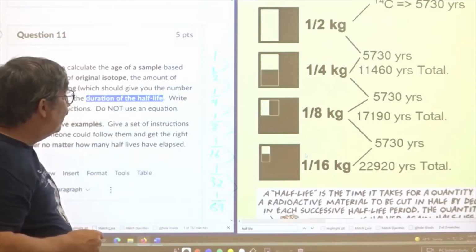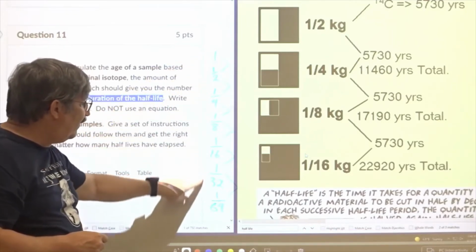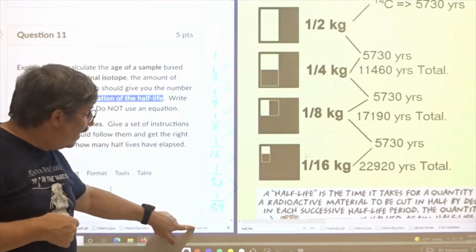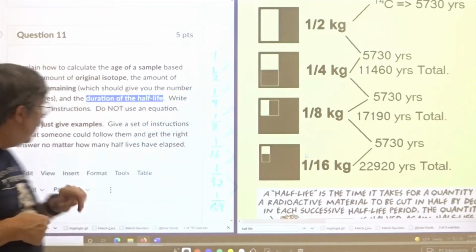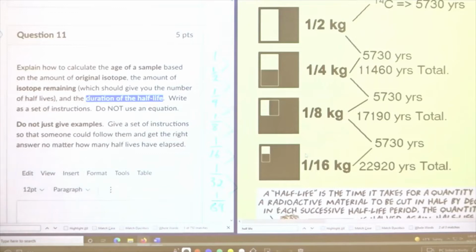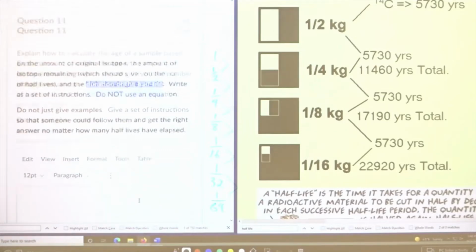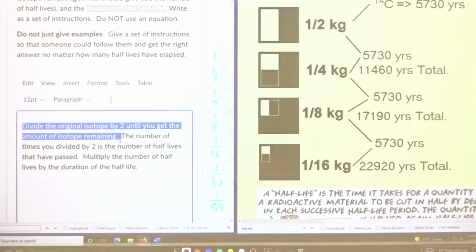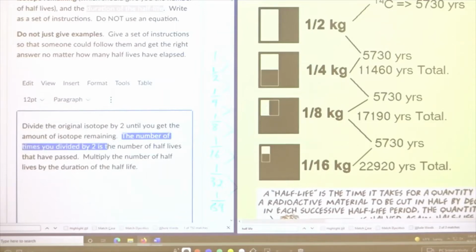So what you do is you have to figure out how many half-lives have passed based on what you have now and what you started with, which is what we said over here. Okay? And so how would you put that? Well, I'm going to cheat here and just print this out immediately. You're going to divide the original isotope by 2 until you get the amount of isotope remaining. The number of times you divide it by 2 is equal to the number of half-lives that have passed by or elapsed.